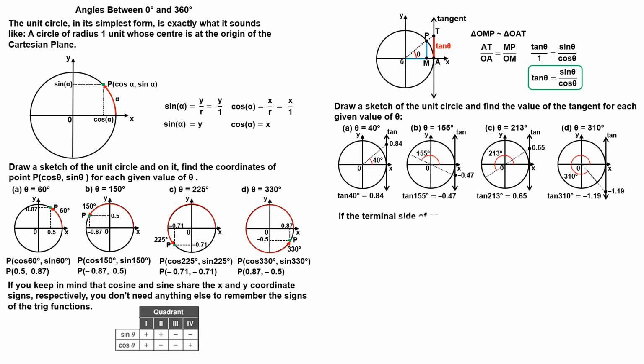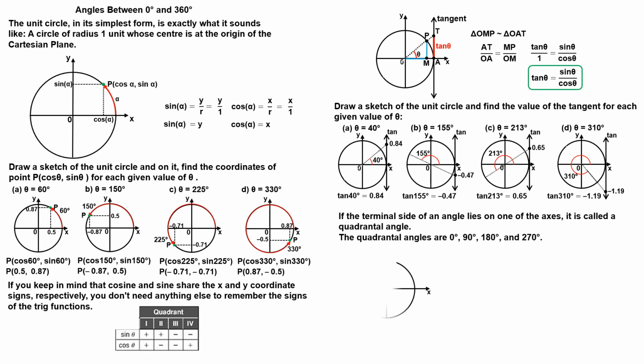If the terminal side of an angle lies on one of the axes, it's called a quadrantal angle. The quadrantal angles are 0, 90, 180, and 270 degrees. Pay attention to the unit circle below. Let's determine the coordinates of the points that lie on the axes, that is, the coordinates of the points at the quadrantal angles. The first quadrantal angle is 0 degrees.